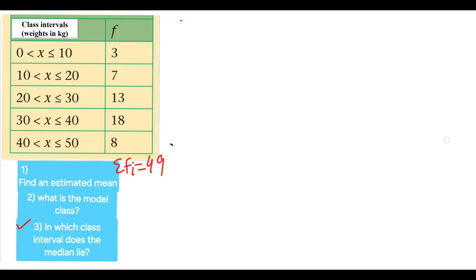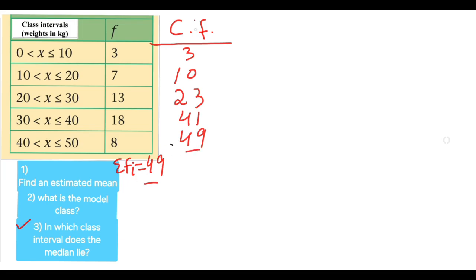So I'm going to create the cumulative frequency table, CF. Cumulative frequency is a running total. So first 3 I'm going to leave just like this, and you add 7 become 10. To the 10 you add 13 become 23. To 23 you add 18 become 41. To 41 you add 8 become 49. So the total 49 and the last cumulative total 49 match, which means my cumulative frequency table is correct.